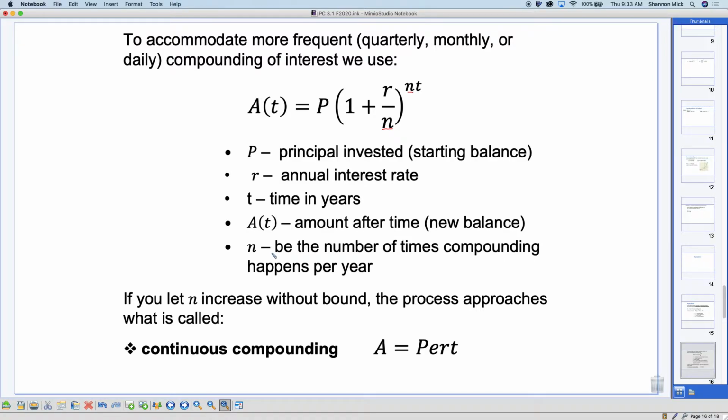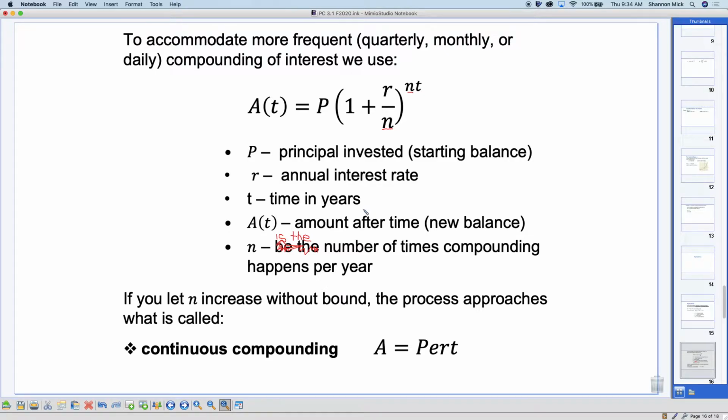You guys aren't writing. N is the number of times compounding happens per year. This is hard to write with a mouse.